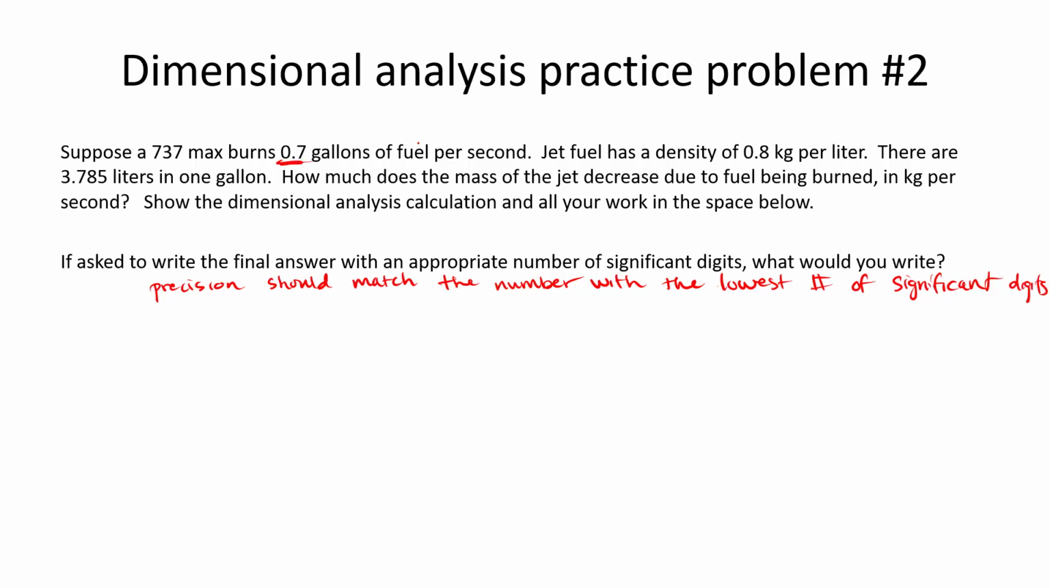So in this case, notice we have 0.7 that has one significant figure. We have 0.8, which is one significant figure. And this one is 4 significant figures. But notice, because we're multiplying by these numbers with smaller numbers of significant digits, the final answer should just have one significant digit.